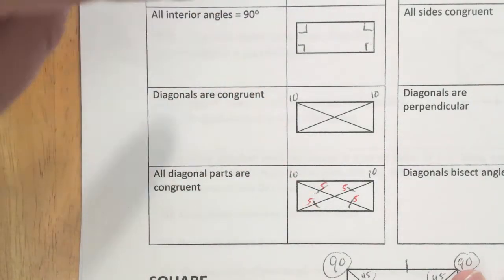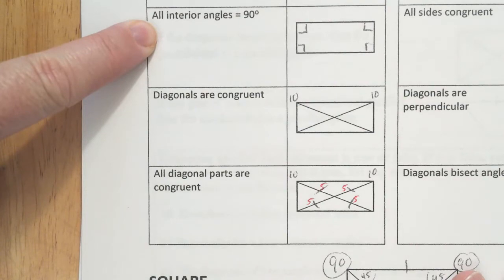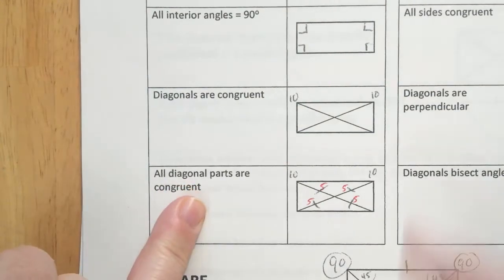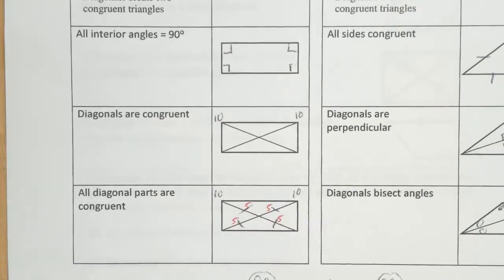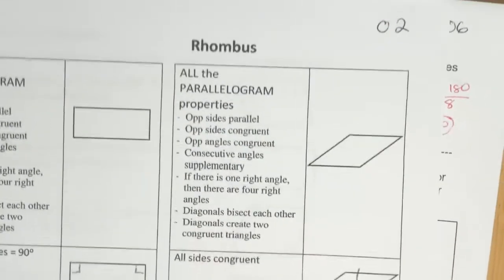Okay, so all the interior angles are 90 degrees and all the diagonal parts are equal. So all 4 of these are equal to each other. Simple as that. Okay, now a rhombus.